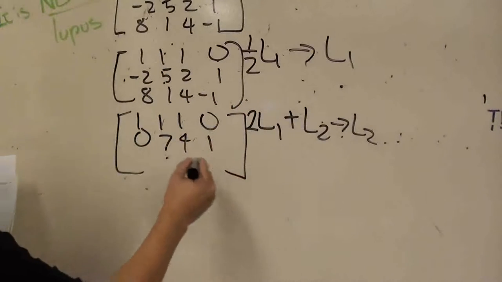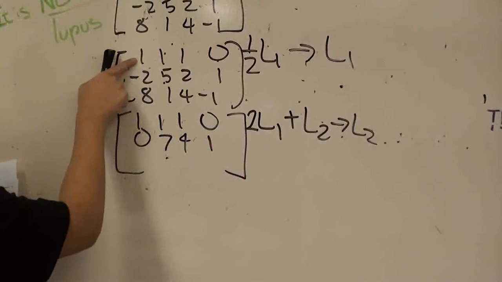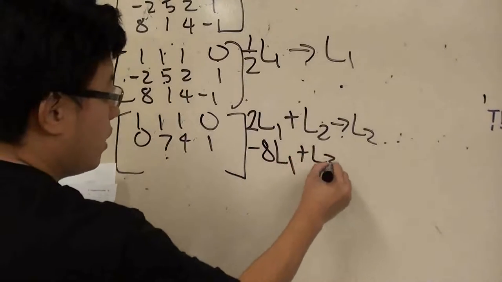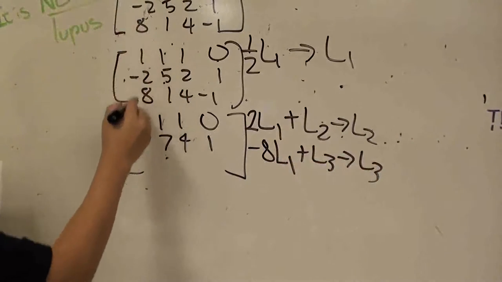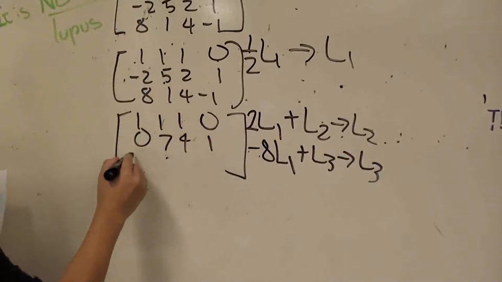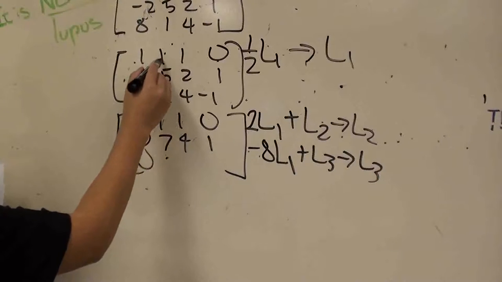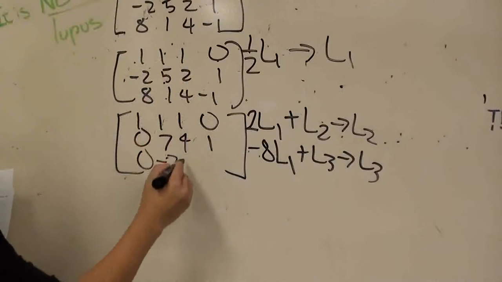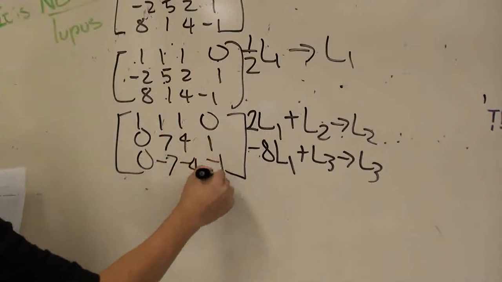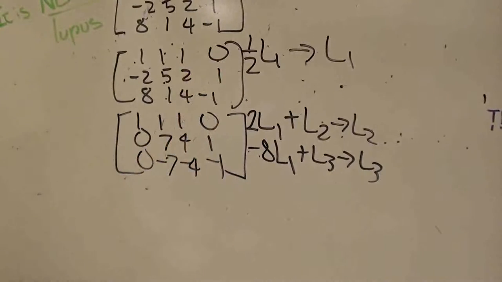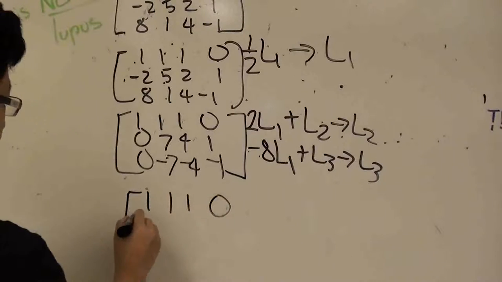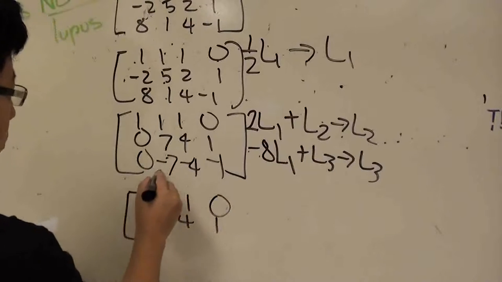Okay, now we're going to do everything at the same time. How do I get rid of 8? 1 times negative 8. Negative 8 plus 8 is 0. So negative 8 times line 1, plus line 3, equals the new line 3. So negative 8 times 1, plus 8 is 0, and then negative 8 plus 1 is negative 7, negative 8 plus 4 is negative 4, negative 1, because 0 plus negative 1. Realize how they sort of look similar anyway? We do the same trick that we used before for Gaussian elimination. So 0, 7, 4, 1.